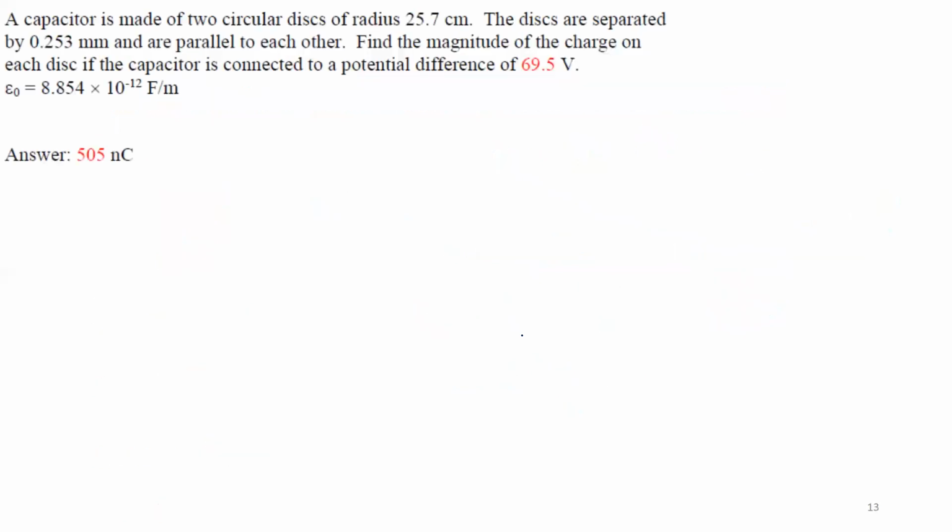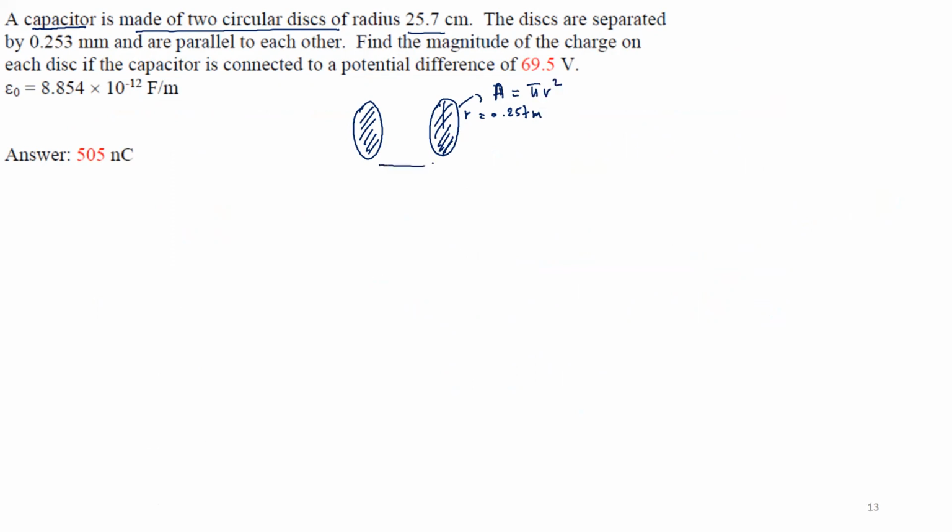Next. Let's read this problem very carefully. I have a capacitor made of 2 circular discs of radius 0.257 meters. So I have 2 parallel plates, but these plates now are circular, don't forget. So I'm giving you the area: the cross-sectional area A, the area of this disk, is just pi r squared.